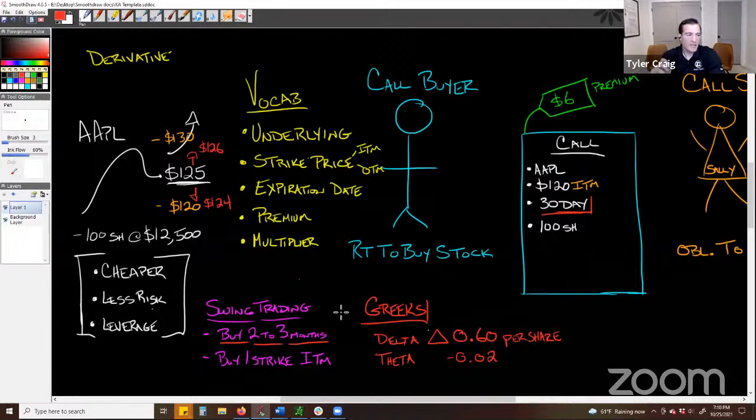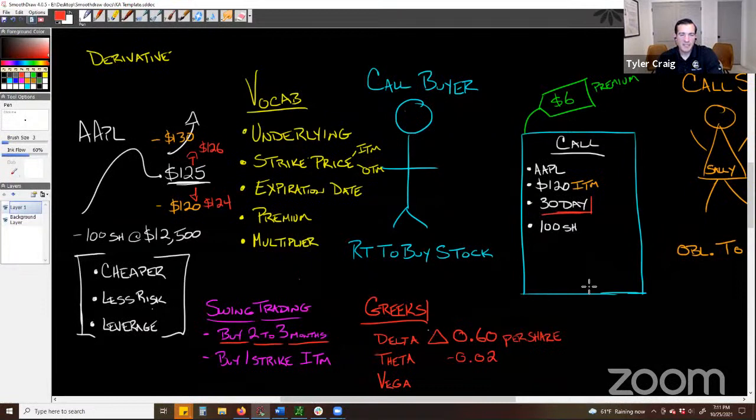Okay. One other Greek, and then I'll show an example. So one other Greek here would be Vega. This one's a little trickier to wrap your head around. Think about this for a second. How would you price this contract? You've got Apple, got the right to buy it at 120, got 30 days of time. I've got the right to buy 100 shares. Well, how much should the option be worth?